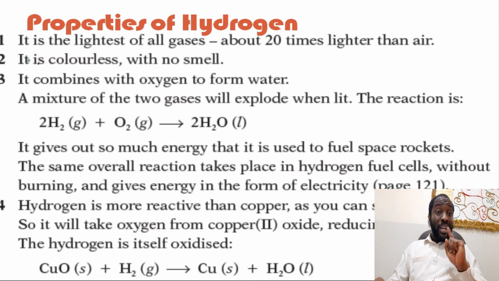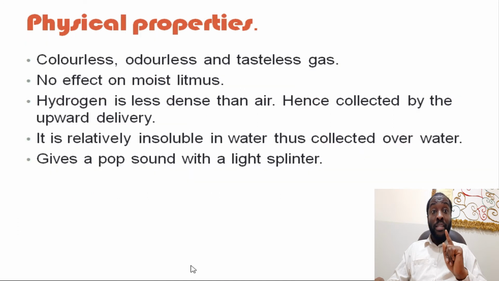The properties of hydrogen can be both physical or chemical. The physical properties of hydrogen include the following. This gas is a very light gas. It is lighter than air, so it is collected by the upward delivery. Secondly, hydrogen is odorless, colorless, and tasteless. It is also neutral to litmus paper.